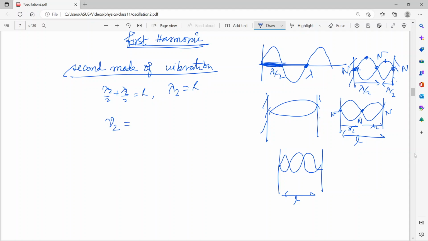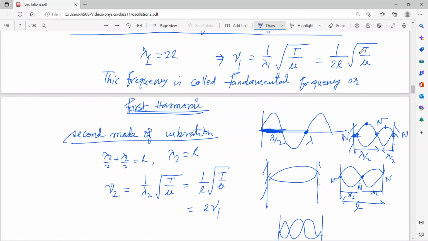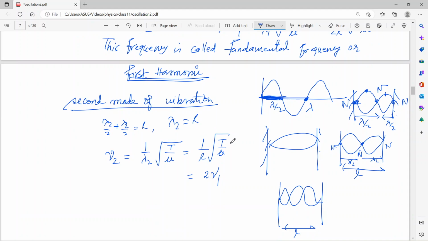That means if we want to find the frequency, it is 1 by lambda 2 root of T by mu. So this is 1 by L root of T by mu, and this is nothing but 2 times mu 1, because mu 1 is already found. In the previous case, we got the value of mu 1, that is 1 by 2L root of T by mu. So I can write it as 2 mu 1, right? And this particular frequency is called the second harmonic. You should remember the term, this is called the second harmonic, or first overtone.